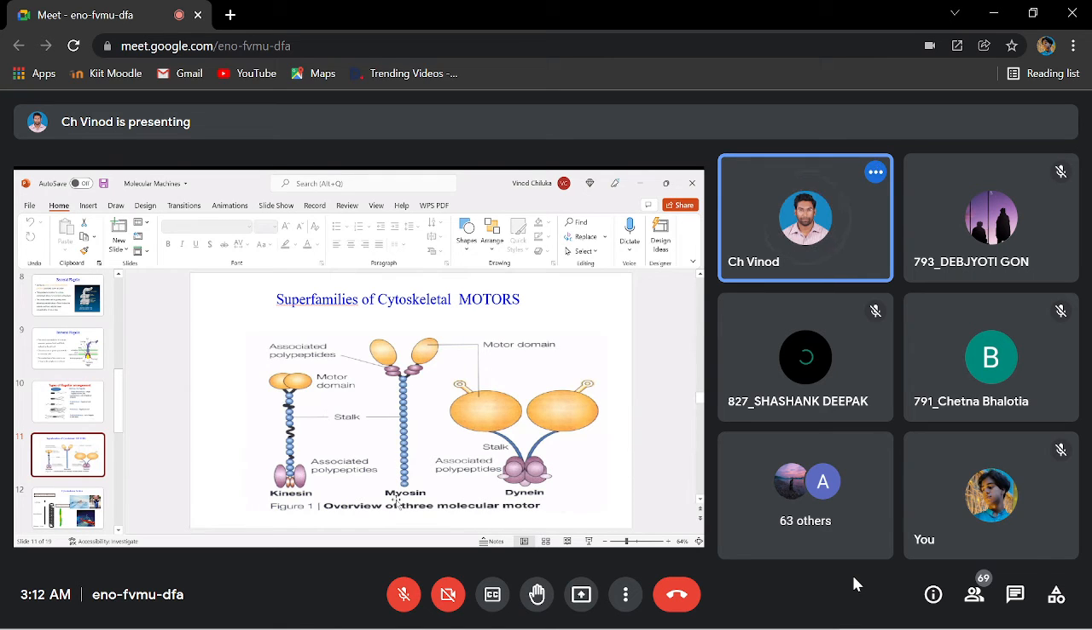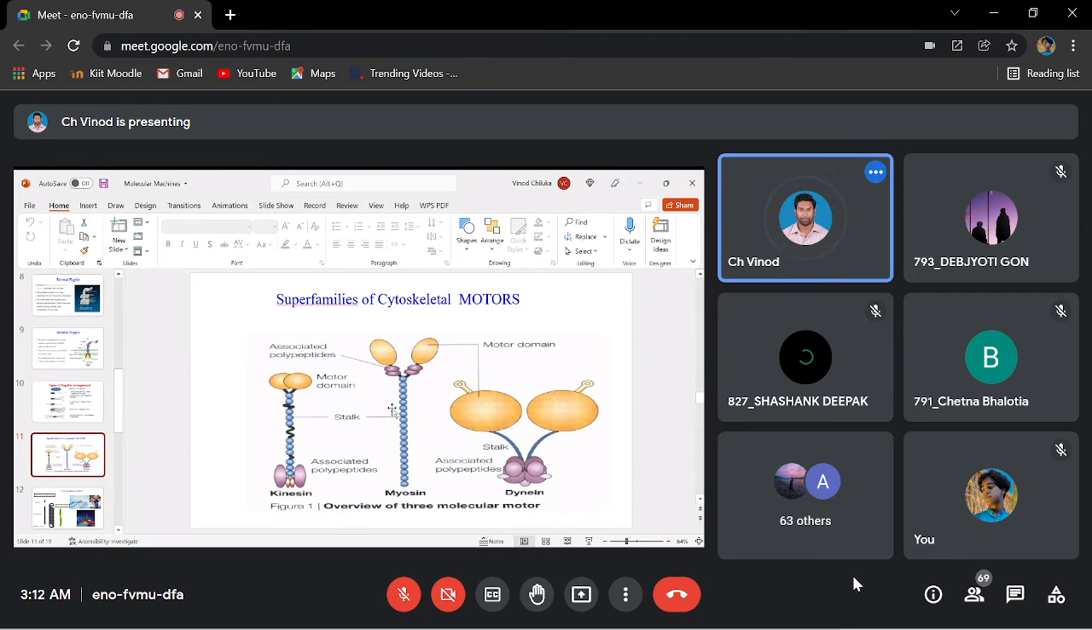Okay, and in some cases you may have light chains, which are required for binding to the cargo or to other elements, and this binding happens with different proteins. In some cases you may not have light chains. So this way a typical linear motor will have a motor domain, light chain, and central stalk.